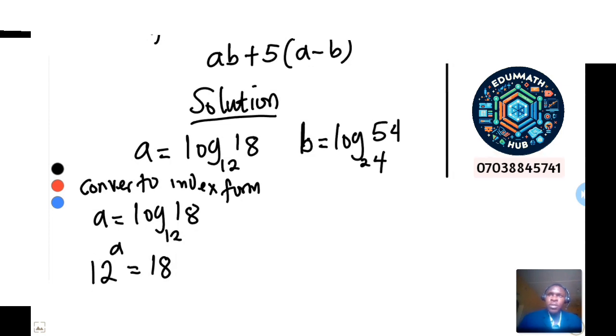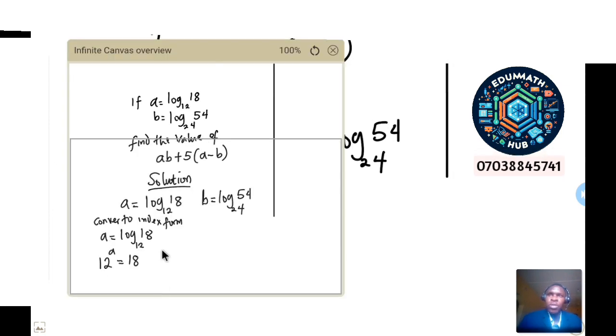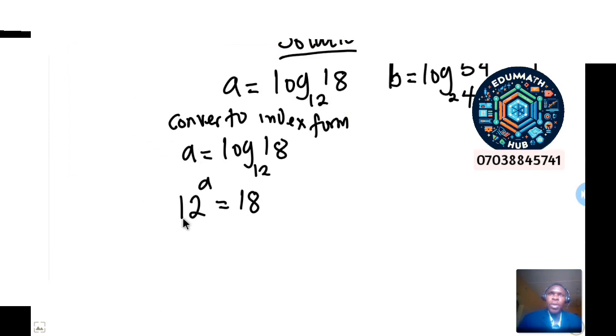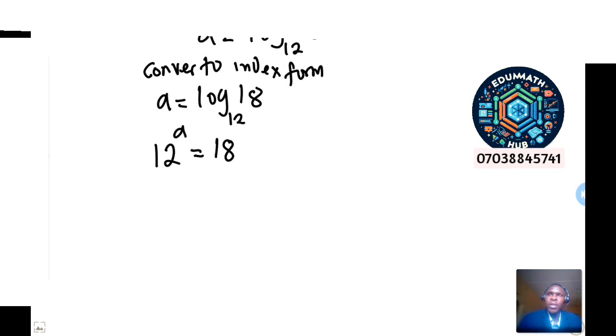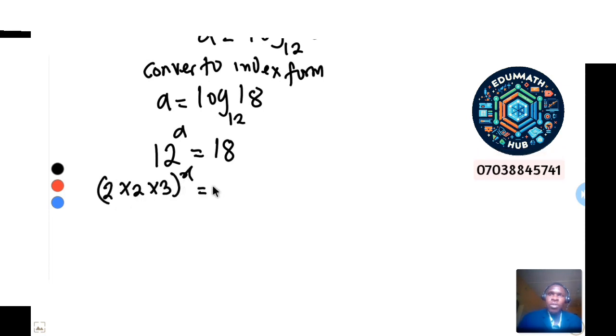Then from this point, you need to break down both sides to their factors. So you break down 12 and 18 to their factors. 12 is 4 times 3, that's 2 times 2 times 3. So right here you write 2 times 2 times 3, then raised to power x is equal to. Then 18 is 6 times 3, and 6 is 2 times 3. So that will be 2 times 3, this is 6, then times another 3.